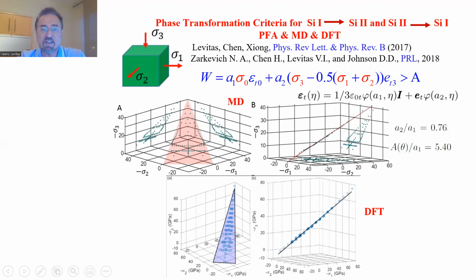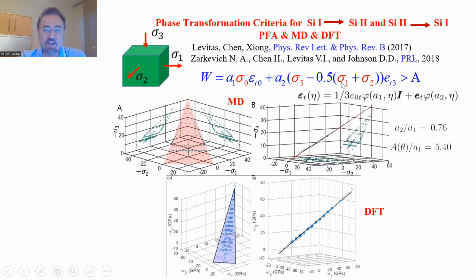At the atomistic scale, our goal is to find phase transformation criteria on the action of 6 components of stress tensor, which sounds impossible because of large number of combinations. But first we develop a continuum phase field approach and derive such criteria analytically. And now we need just to prove it.